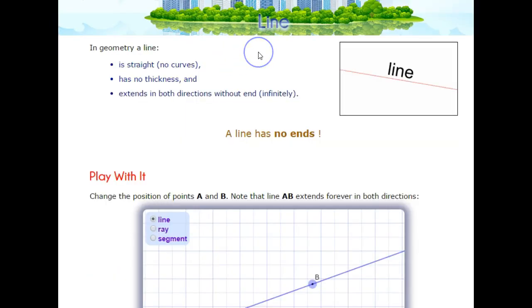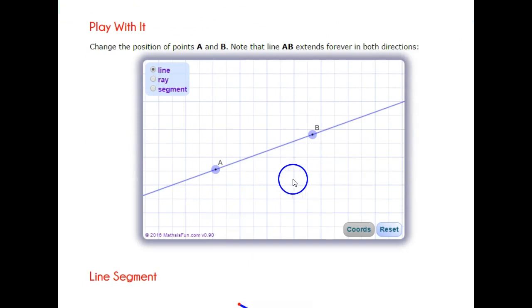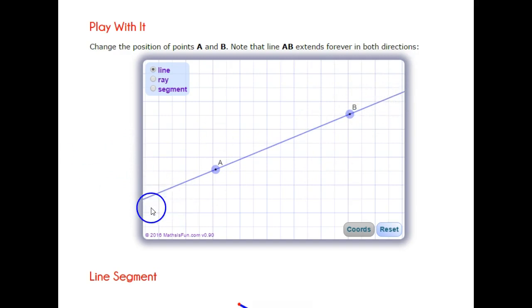Our next definition that we're going to be talking about is lines, which are straight, have no curves, have no thickness, and extend in both directions without end, so infinitely. So let's look at our example here. We have point A and point B, but notice it does not stop at point A and B. Notice our line keeps on going. Think about them having arrows at both ends, because honestly, we don't know if it even stops here, because it doesn't.